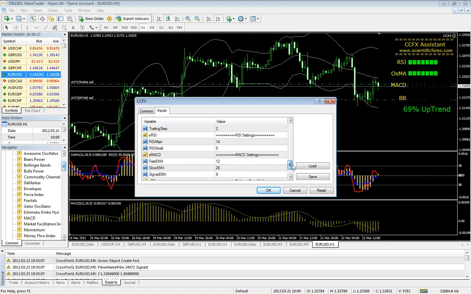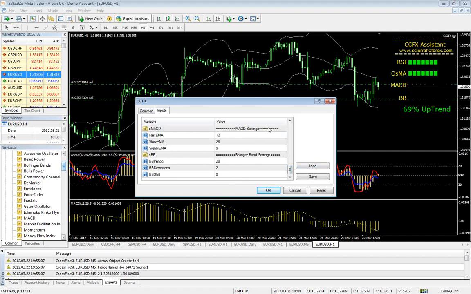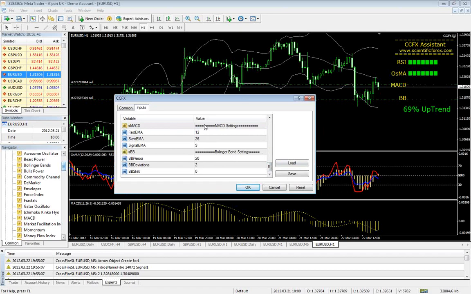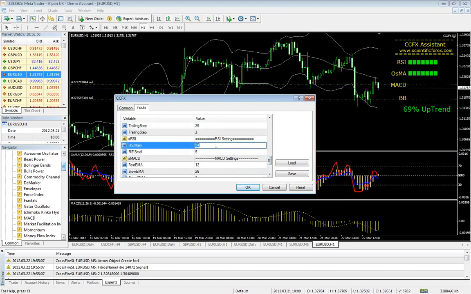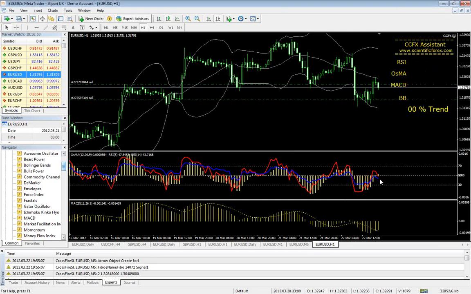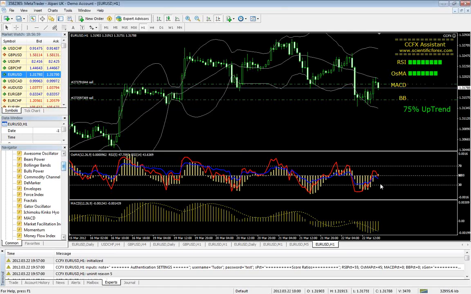influence your trading. And here we have settings for RSI in case you think some RSIs are better for trading than 14 and 5. MACD settings and Bollinger Band as well. Just keep in mind these MACD settings are used for OsMA as well. So just keep in mind if you set this one to 15 or like 20, it will not change the RSI which you have in here, because this is a separate indicator. The CCFX can't touch that one. You need to readjust it yourself.